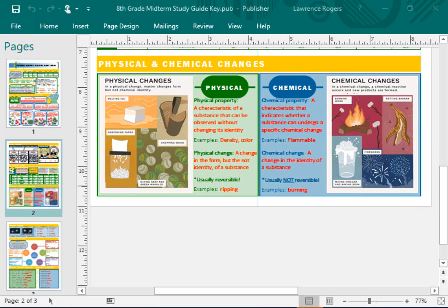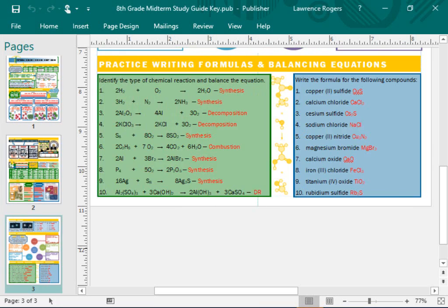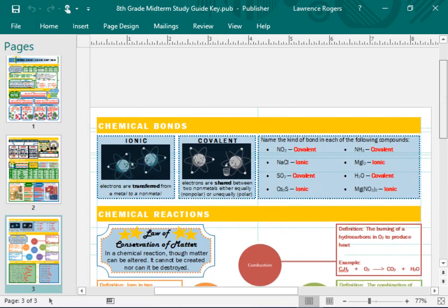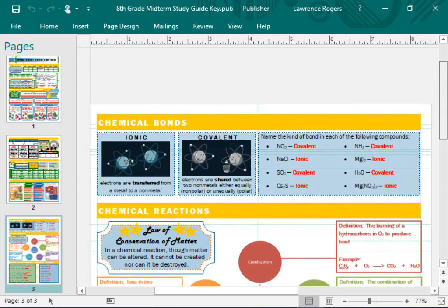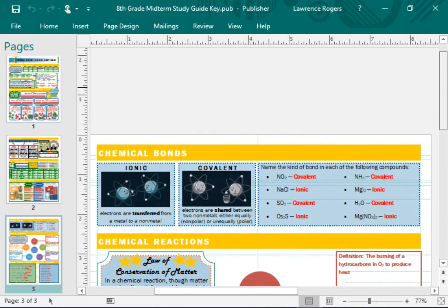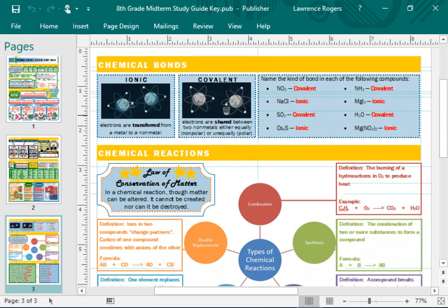All right, page 3. Here, I think I might even change some of these around, but still the same principles apply.